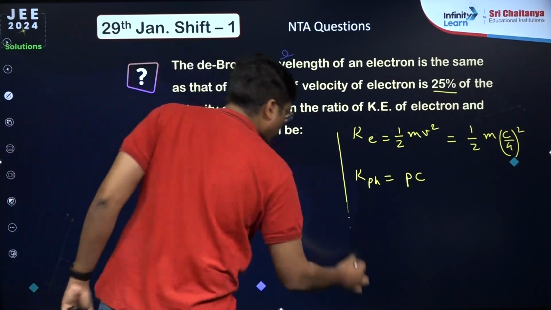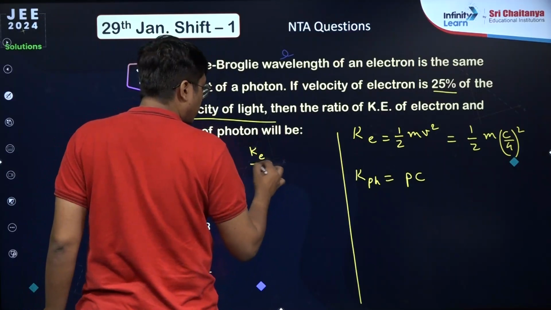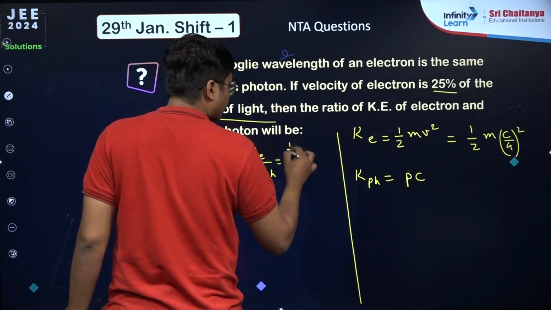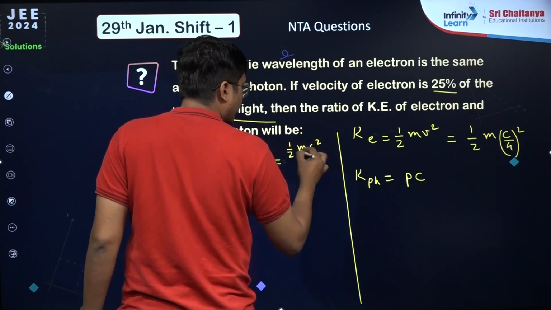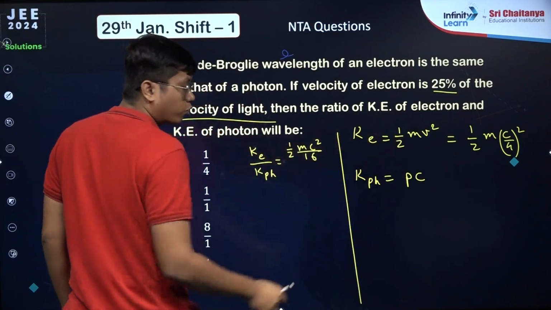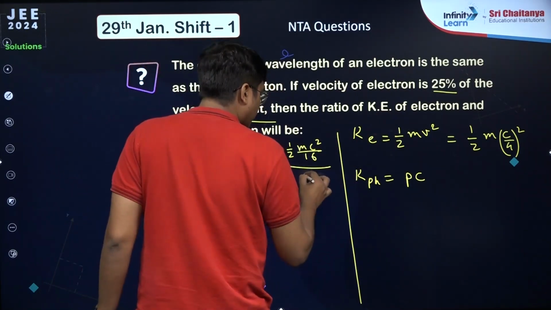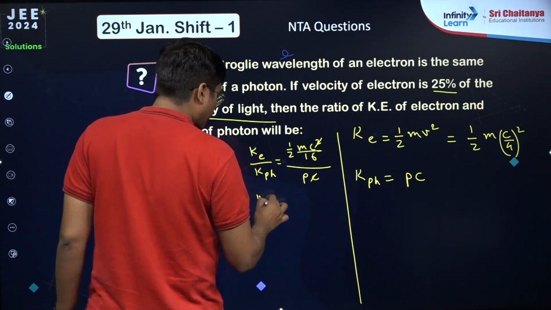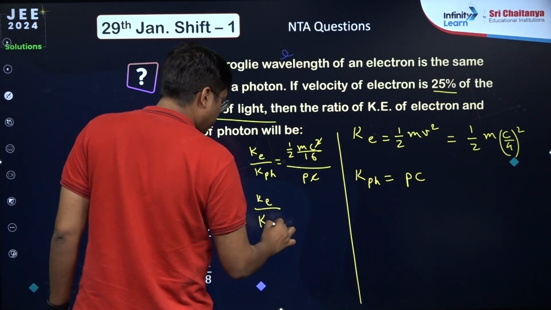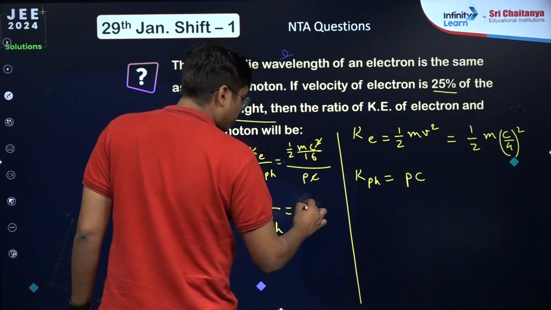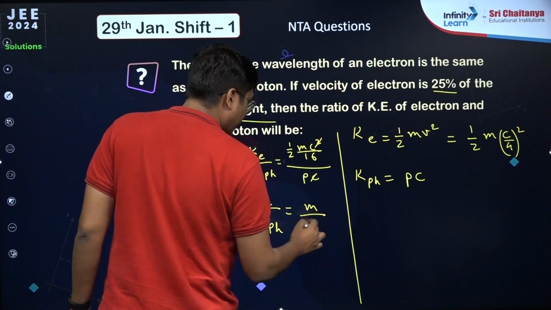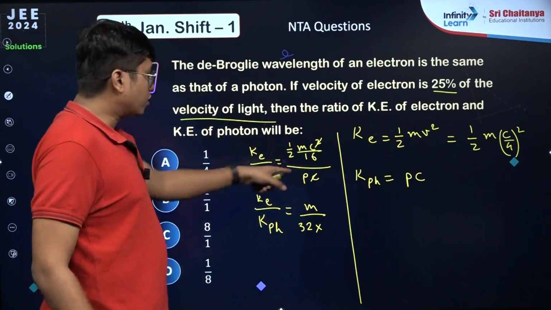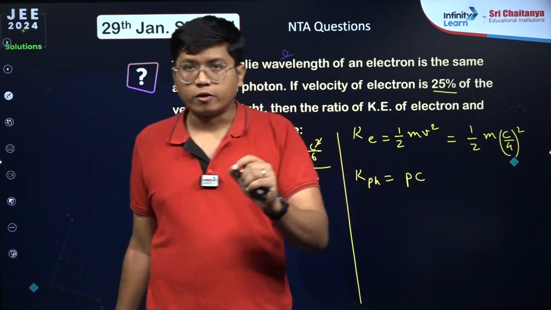So let's do it over here. Kinetic energy of electron by kinetic energy of the photon is half mc square divided by 16, because you have a 4 square there, and you have a P into C. Cancel these C's out. So you get Ke by Kph is m by 32 into the momentum P over here. Now this here refers to the momentum of the photon.